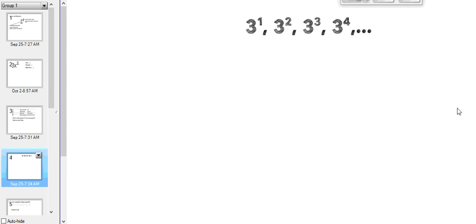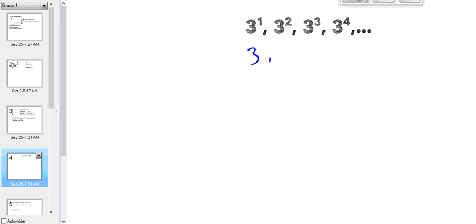So 3 to the first is just 3, right? Anything to the first power is always going to be whatever the base is, right? 3 to the first is 3. 4 to the first is 4. 5 to the first is 5. X to the first is X. M to the first is M, okay?